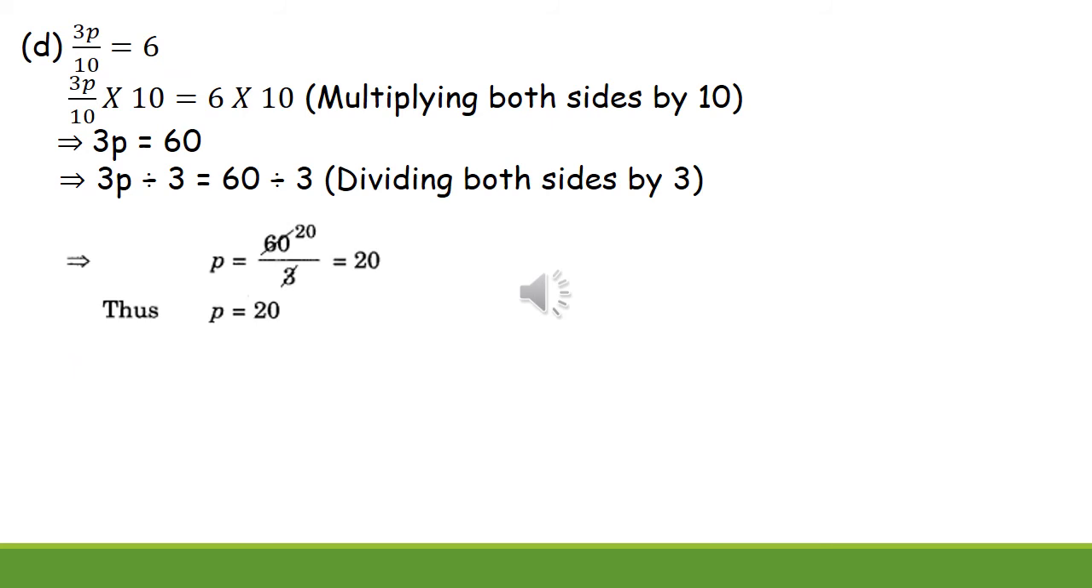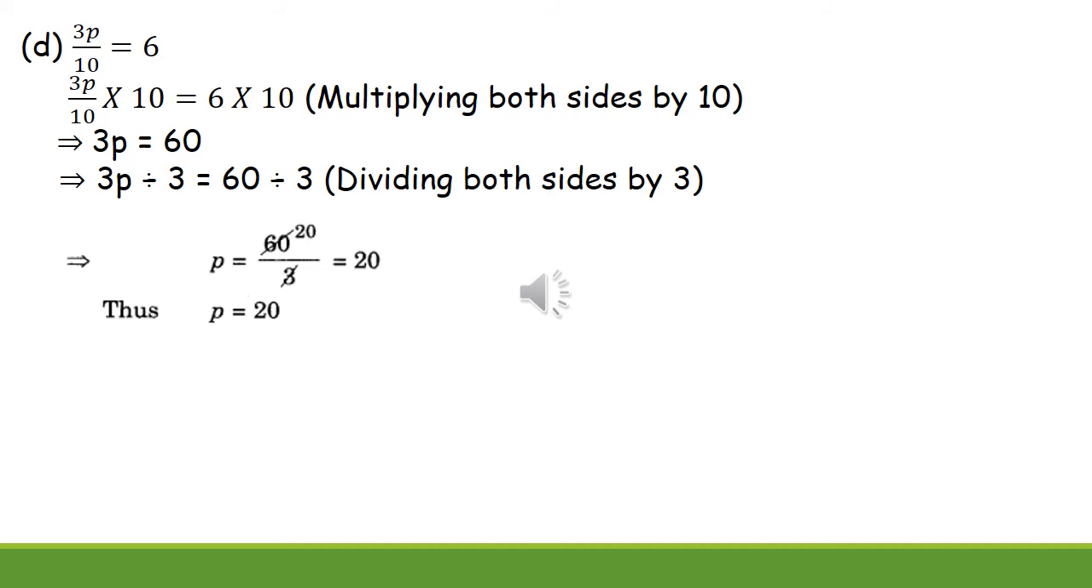Now part D, 3p by 10 is equal to 6. So we have to first remove 10. For that we are multiplying 10 on both sides. 3p by 10 into 10 is equal to 6 into 10. So we are getting 3p is equal to 60.